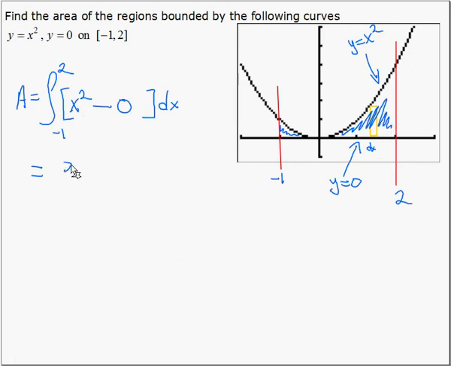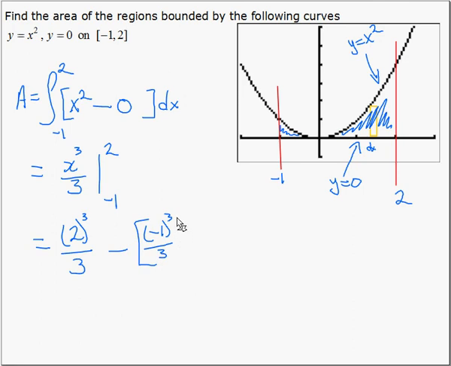So solving then gives us x to the 3 over 3 evaluated from -1 to 2, which gives us 2 cubed over 3 minus -1 cubed over 3, which gives us 8 over 3 minus, is plus, 1 over 3, so 8 over 3 plus 1 over 3 is 9 over 3, or 3 square units, or units squared.